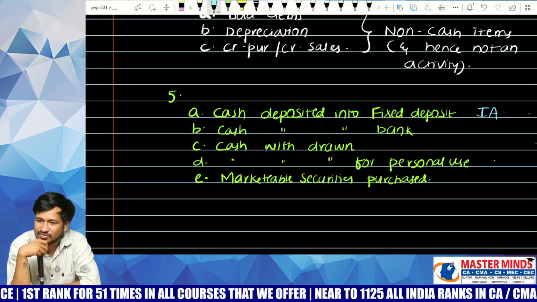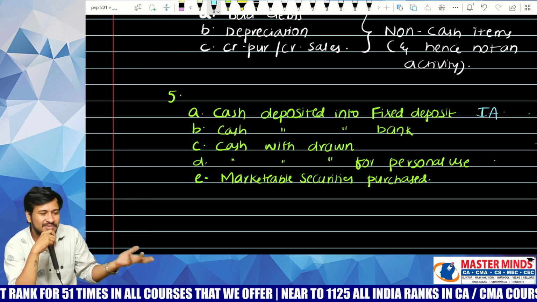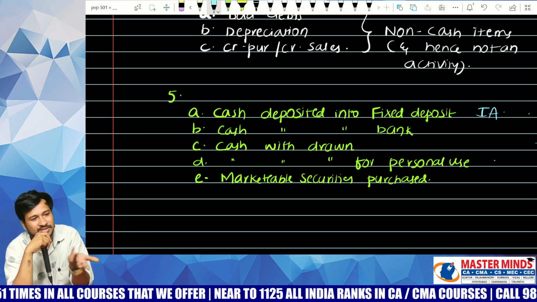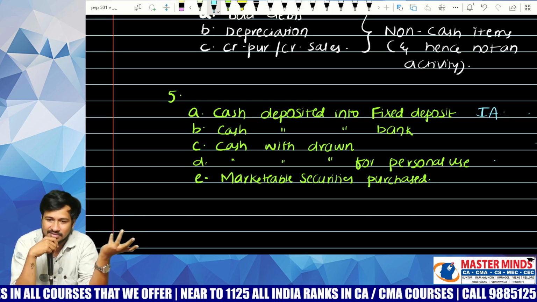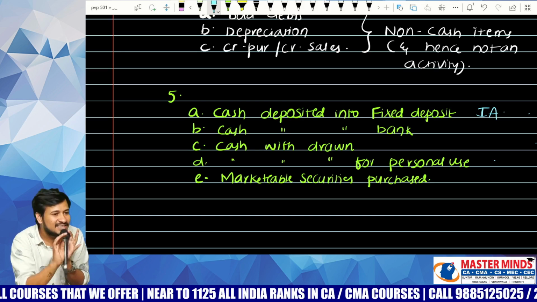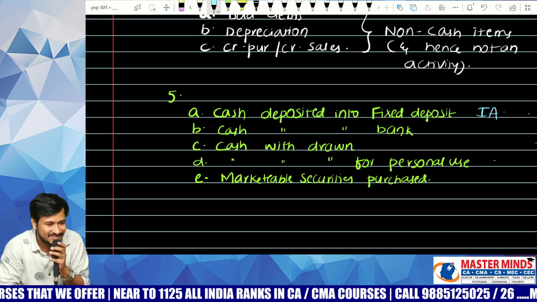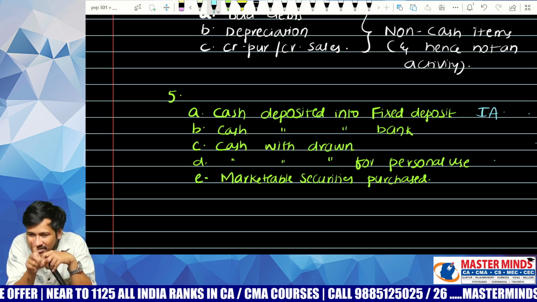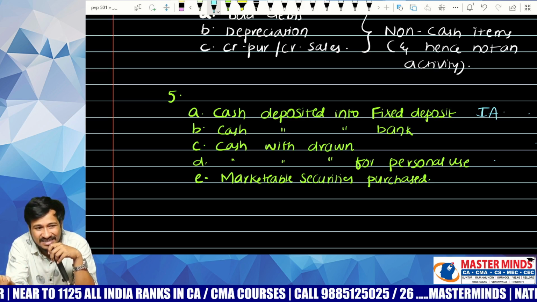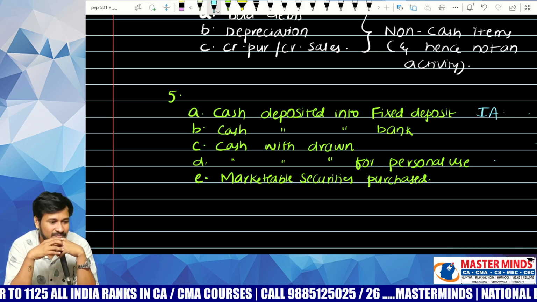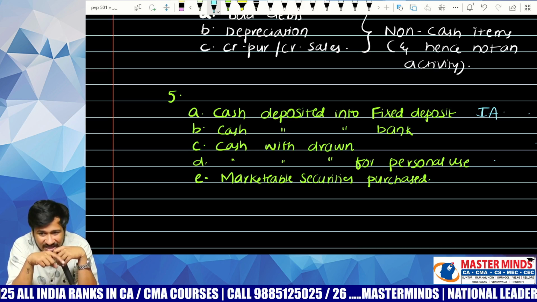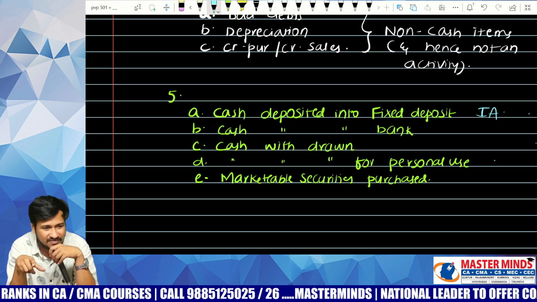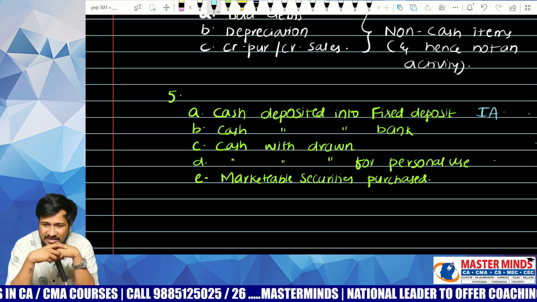Even if cash is withdrawn from the bank, it is like your money going from your shirt pocket into some other pant pocket. The form of cash is getting changed. It's not an activity. Operating activity means you utilize cash for your operations or you get the cash from operations. Investing means you utilize the cash for investments, that is assets or investments, or you get cash from that.